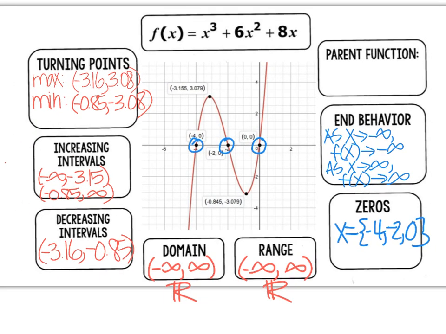And last but not least, the parent function of this graph is we always want to look at the highest degree, so we know it's a cubic function. So the parent function would be f of x equals x to the third. We know it's a John Travolta style graph. All right, so I hope you learned a little bit about zeros and multiplicities of graphs today, and it was a good review on identifying all the key components of the graph of a polynomial function.